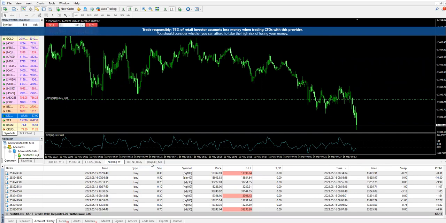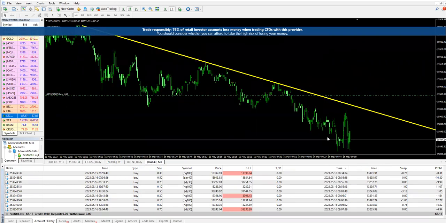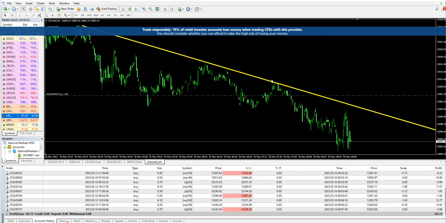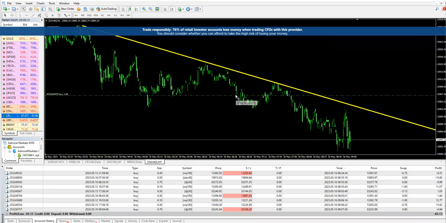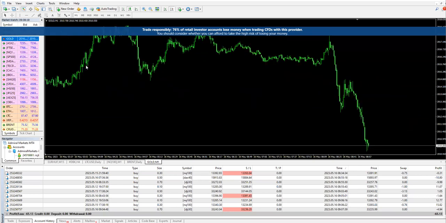We have to wait a little bit. It may be a double bottom, or maybe continuation of the downtrend will come. We will see. Until we wait, let's go to gold.